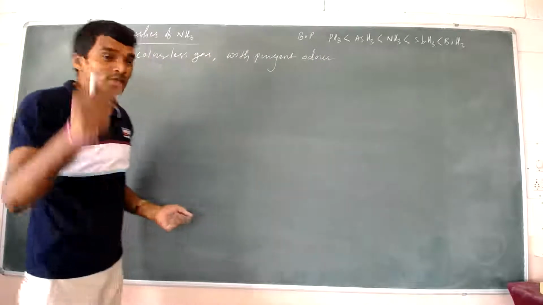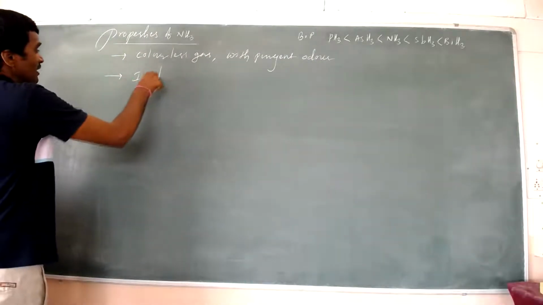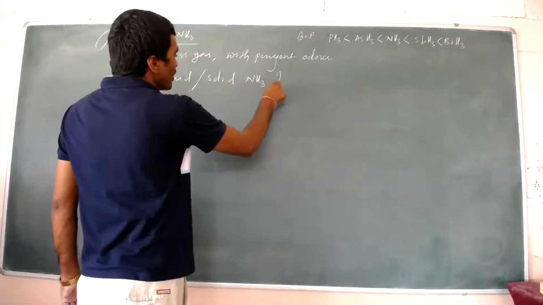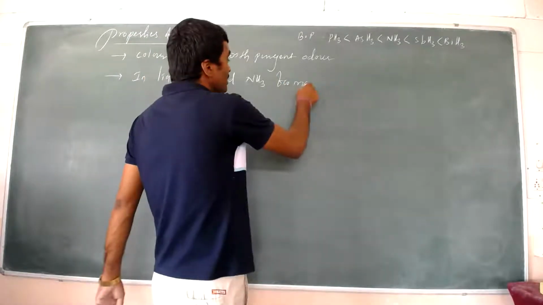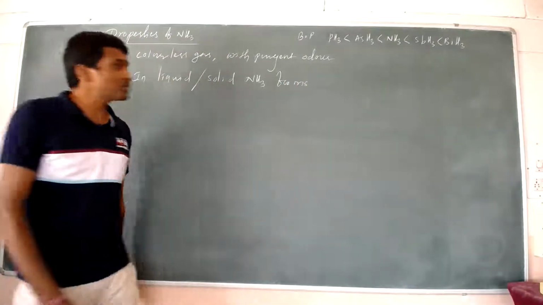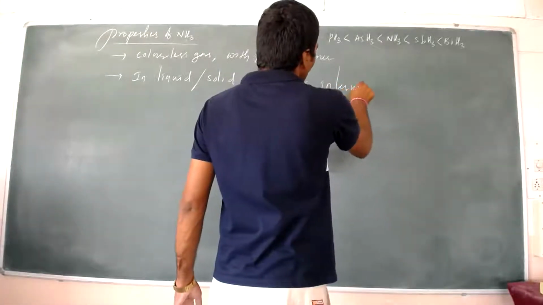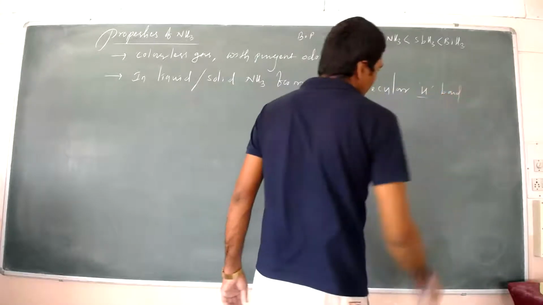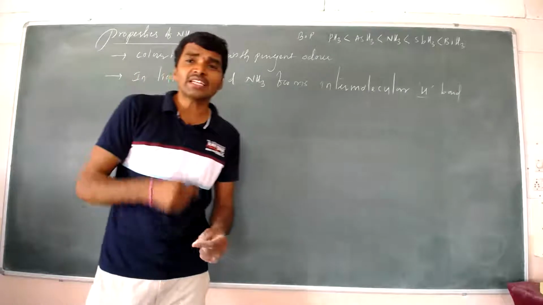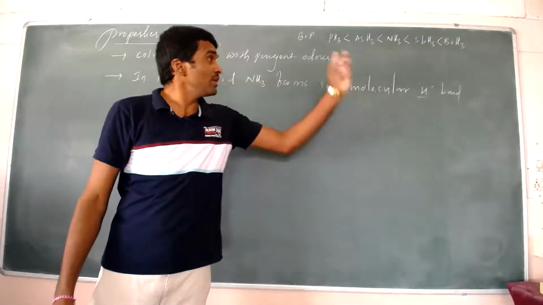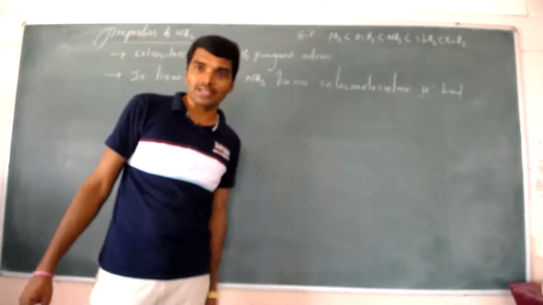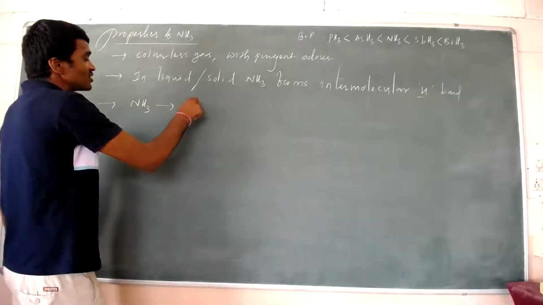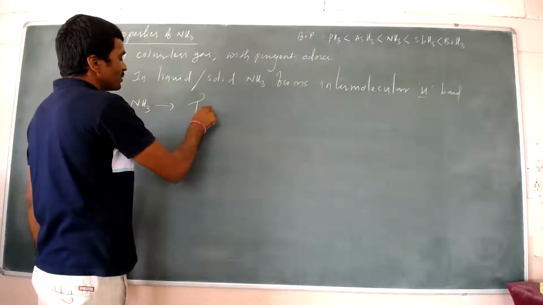Okay, so why, sir? You remember the important point. In the liquid state or in the solid state, ammonia forms intermolecular hydrogen bonds. Due to the association by intermolecular hydrogen bonding, the boiling point of ammonia is very high. And this ammonia has a trigonal pyramidal shape.